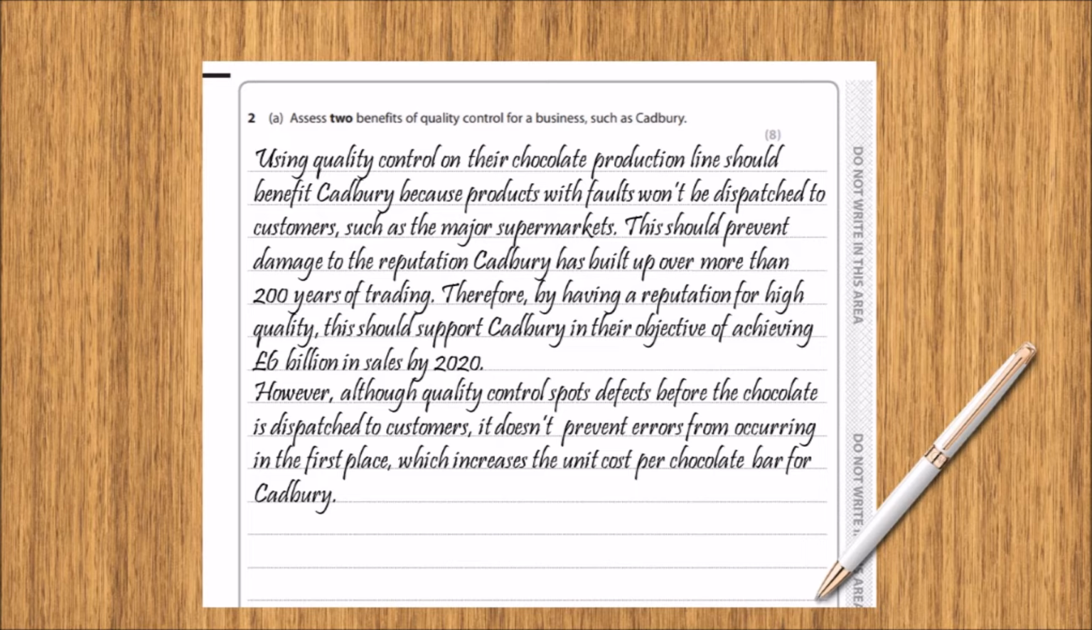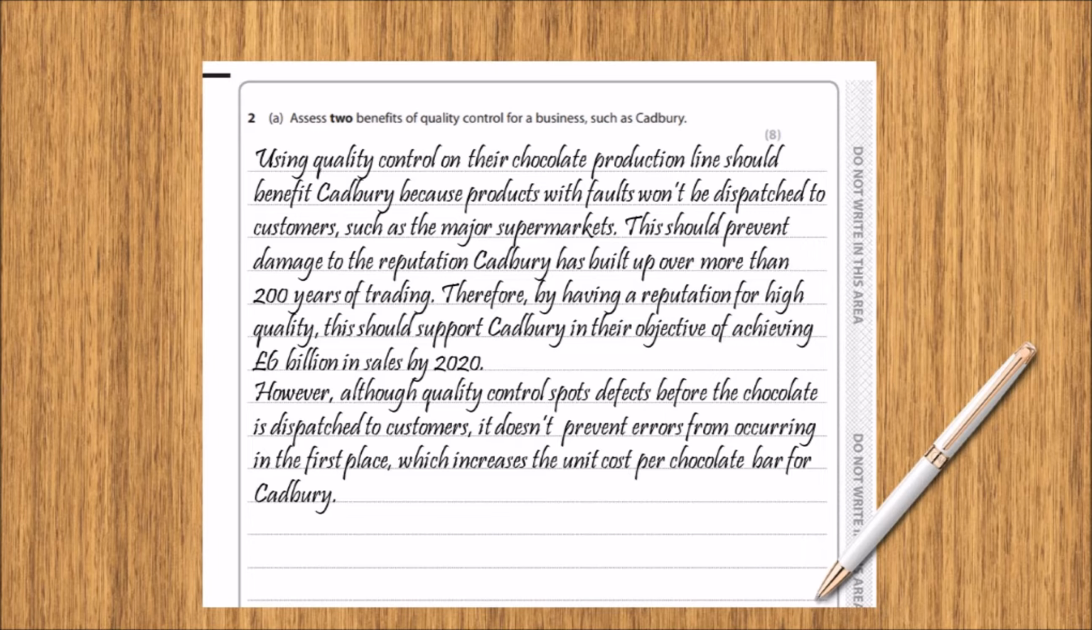...which increased the unit cost per chocolate bar for Cadbury. So we've said why spotting defects before they're dispatched to customers is good, but we put that note of caution at the end there. We use a "however" sentence to show the examiner a bit of balance. We know that this is good, we know that this is a benefit, but we're aware that it has limitations. We're able to appraise how strong a benefit this is.